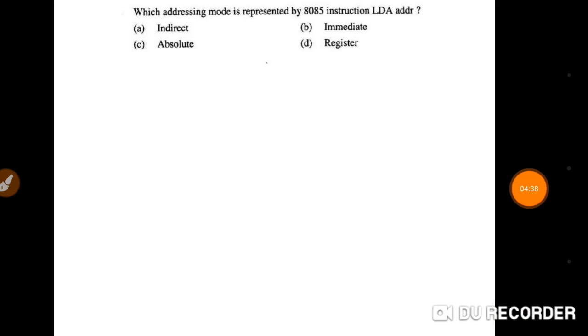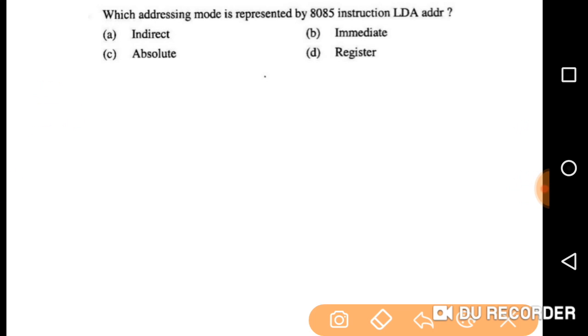The next question is from the addressing mode of 8085 microprocessor. So at first discuss about the addressing modes of 8085 microprocessor. 8085 microprocessor has 5 types of addressing mode. Okay, it has 5 types of addressing mode.